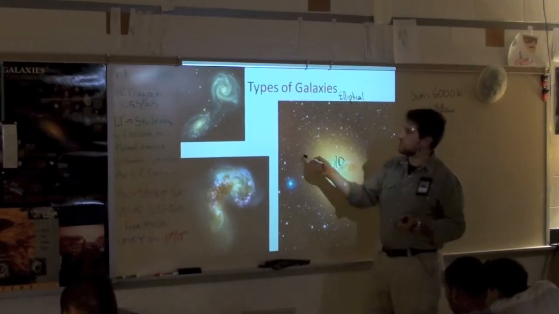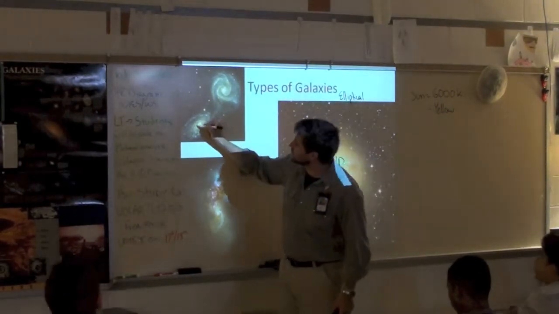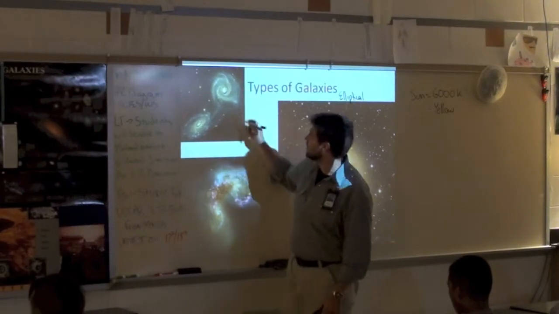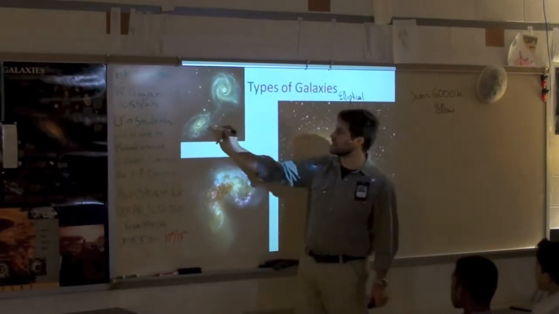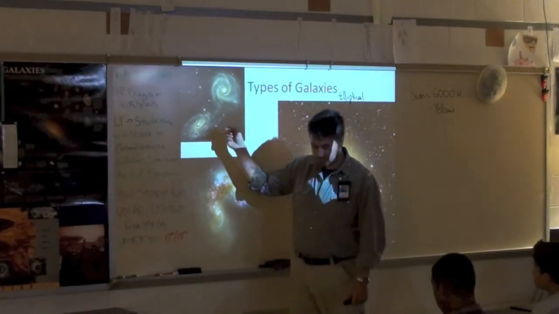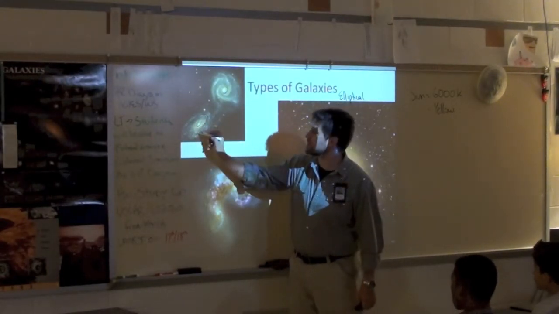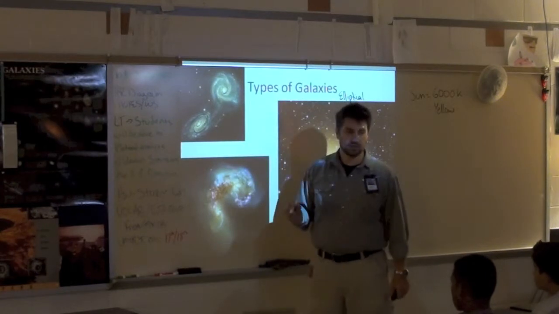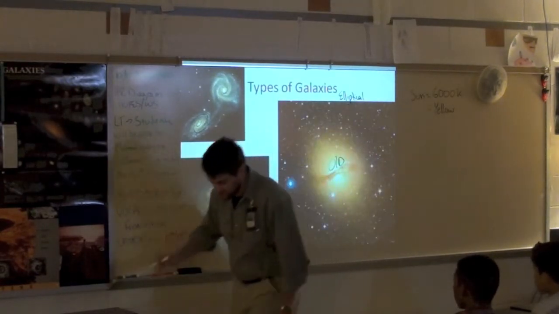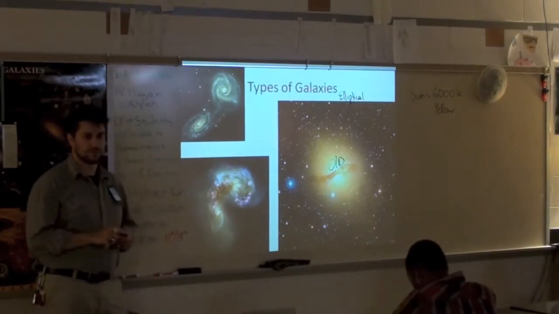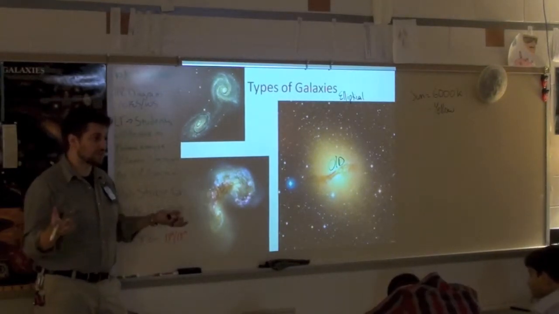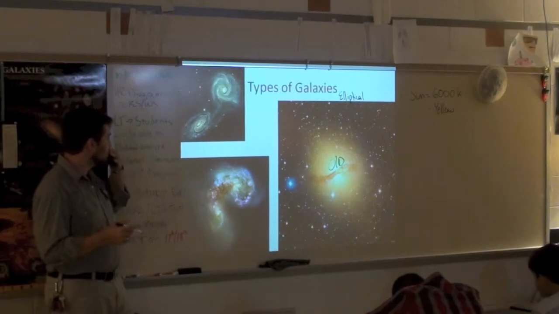So if we walk over here, you can see these little circles in the middle are elliptical shaped, and they're surrounded by these bands. What are these? They're spiral galaxies. What is the core made of? Old elliptical galaxies, right? Old stars. And they spin.